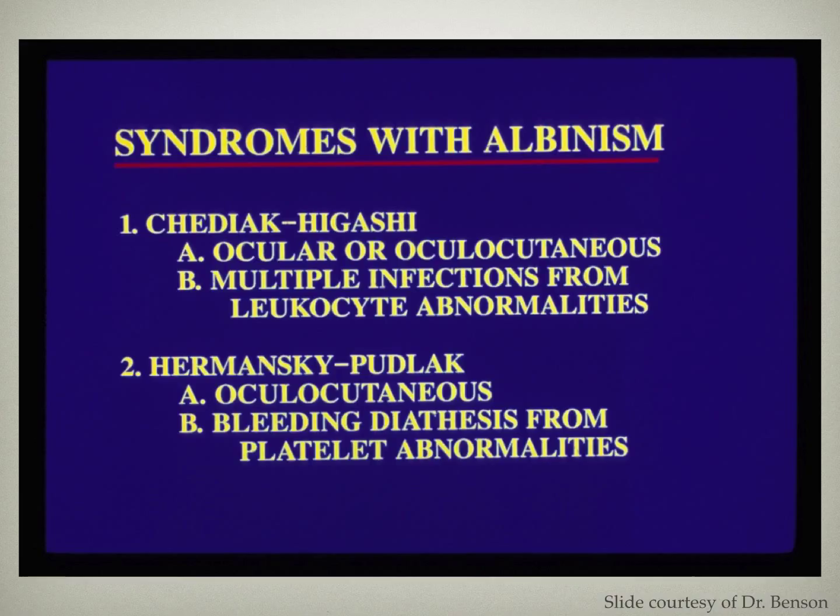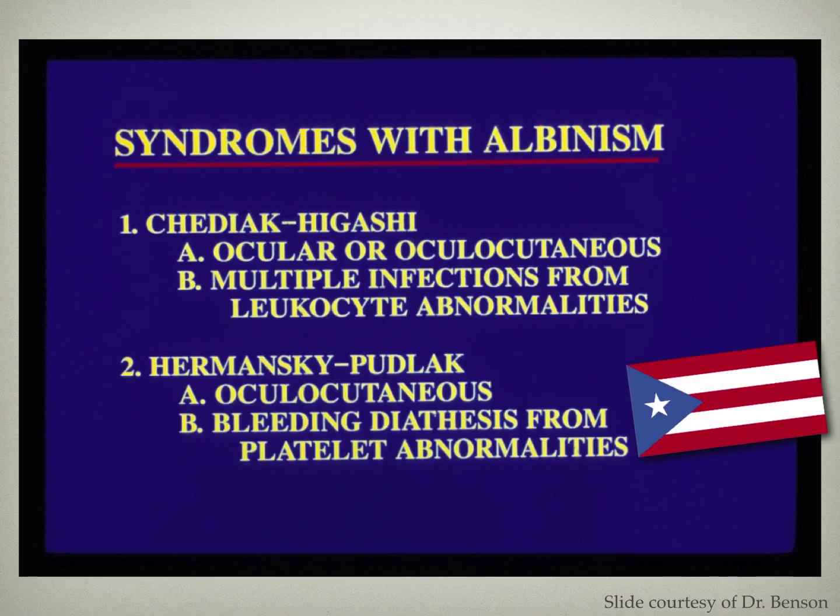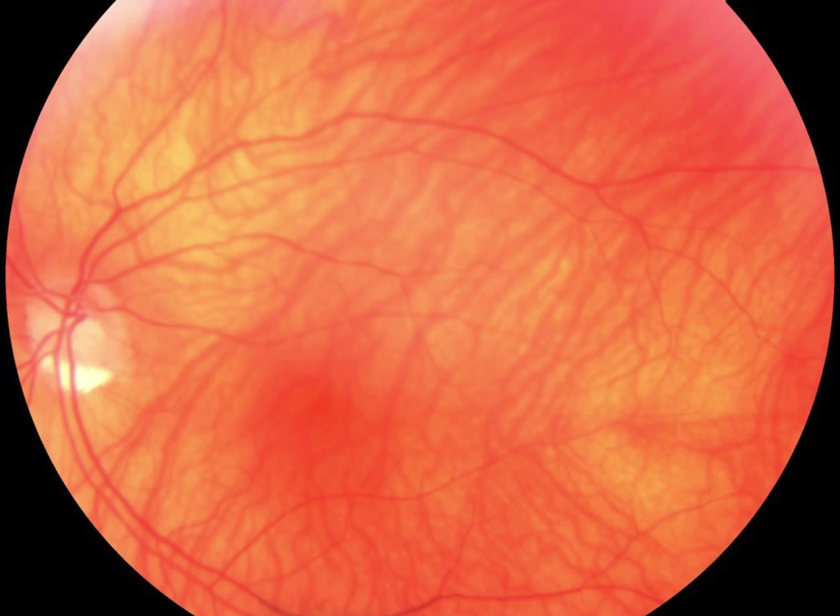One of them has a bleeding diathesis, Hermansky-Pudlak, and then one has infection issues, Chediak-Higashi. So you just got to think about these things. But I think both of them are from Puerto Rico. Or no, just Hermansky-Pudlak is Puerto Rico. Chediak-Higashi may not be specific to a region.